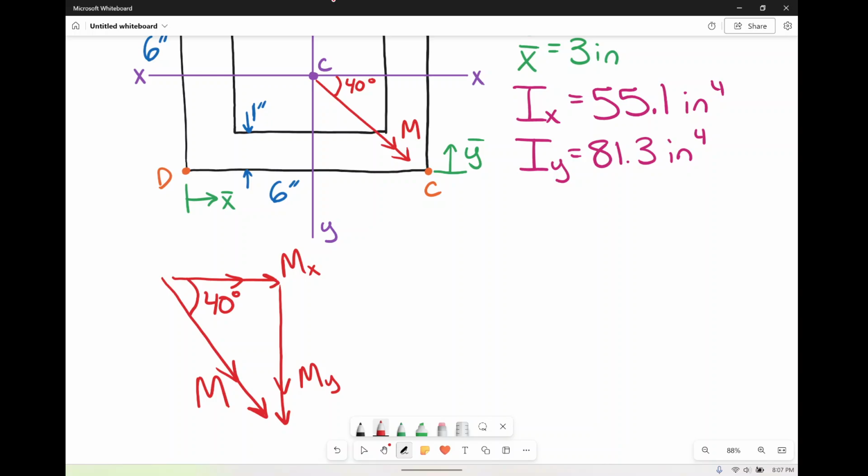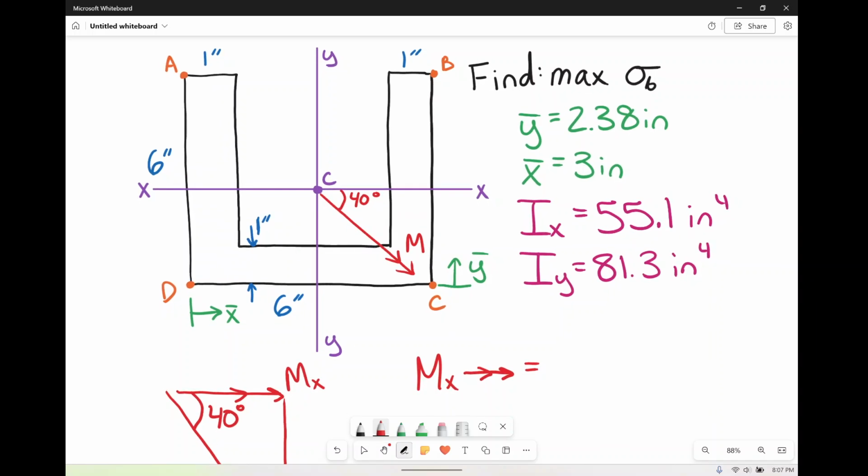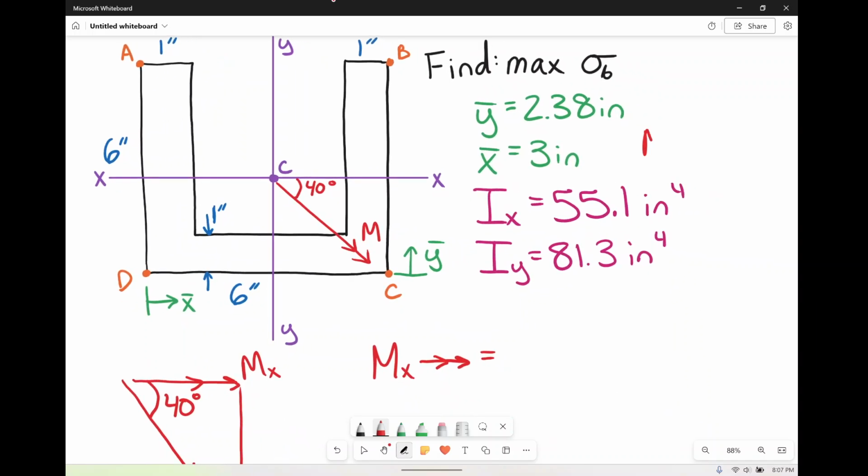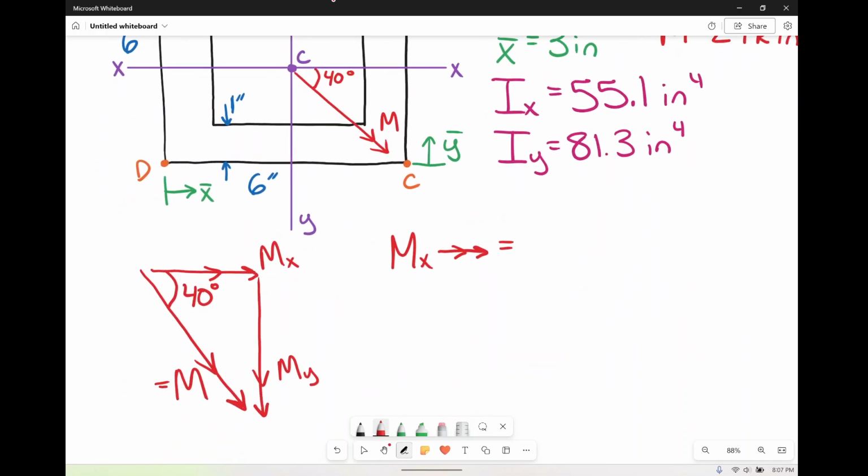So to break it into our X and our Y, we'll start with MX. MX again is going to be going to the right, and MX is going to be, well, we need a value for M first. Let's come over here and say that M is, we'll use the same thing we did last time. How about 24 kip inches? Except this time it is at an angle and not any particular one axis. So now going horizontal, we're saying that M over here is 24 kip inches.